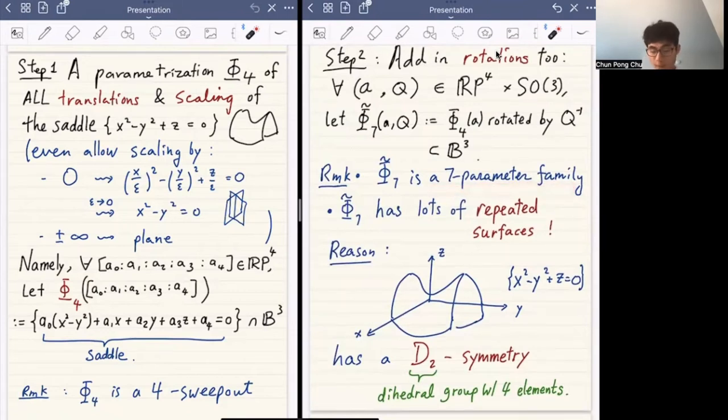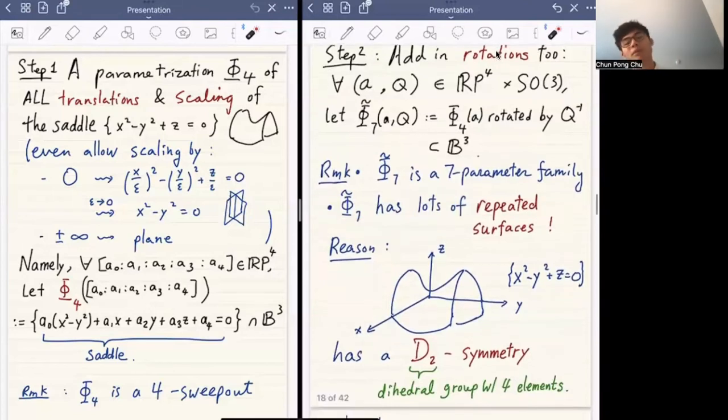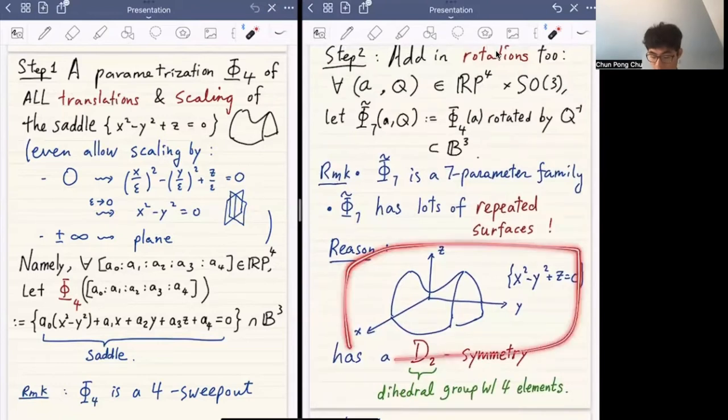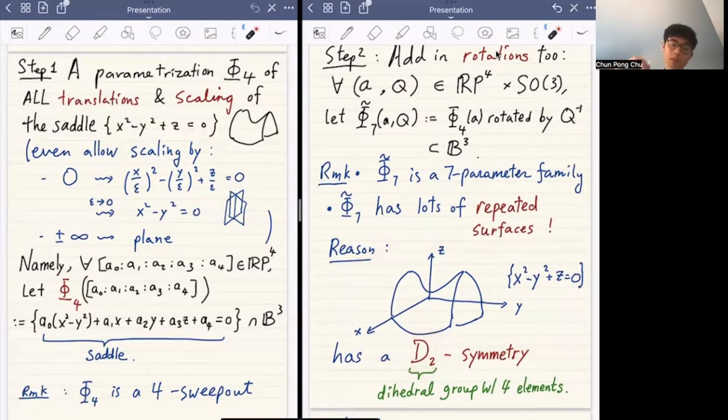But notice one thing: phi 7 has lots of repeated surfaces. The reason is that the saddle surface has a D2 symmetry. D2 denotes the dihedral group of 4 elements. It has symmetries. So what are the symmetries?